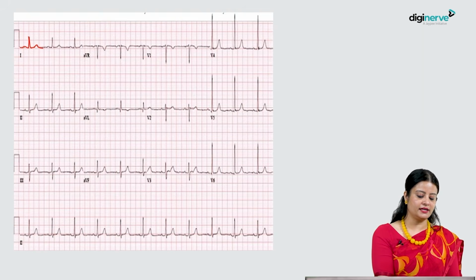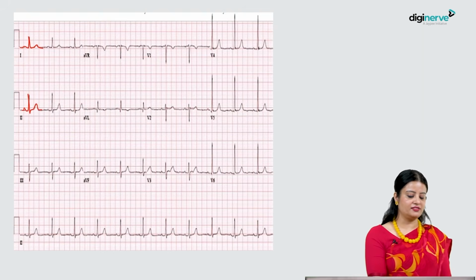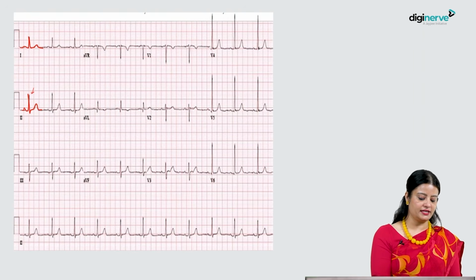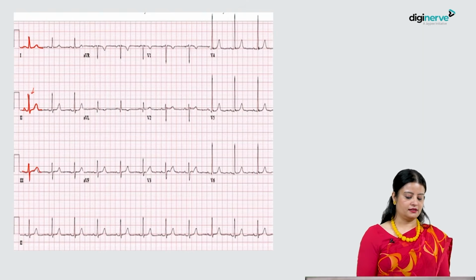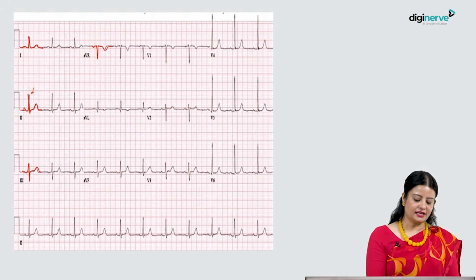So this is lead 1, a positive P wave and a positive QRS complex and a positive T wave. The voltage of lead 2 is highest. So this is lead 3. You can see the AVR, a negative P wave, negative R and a negative T wave. The AVL here shows a biphasic.